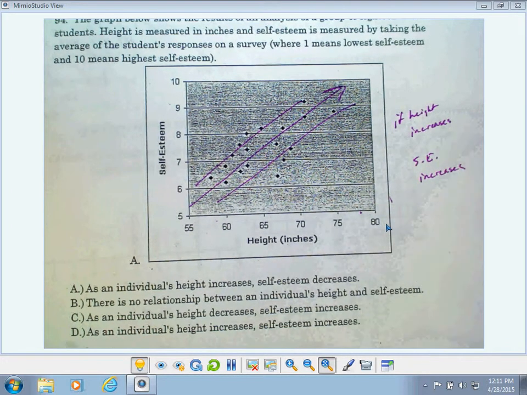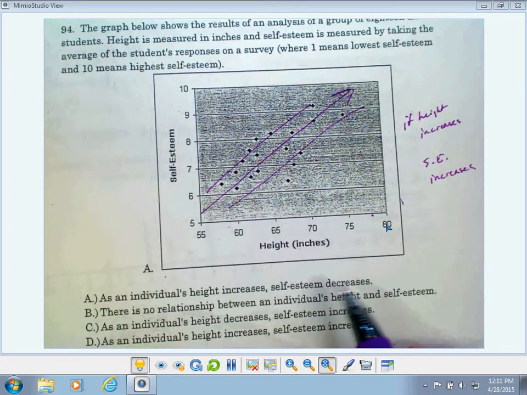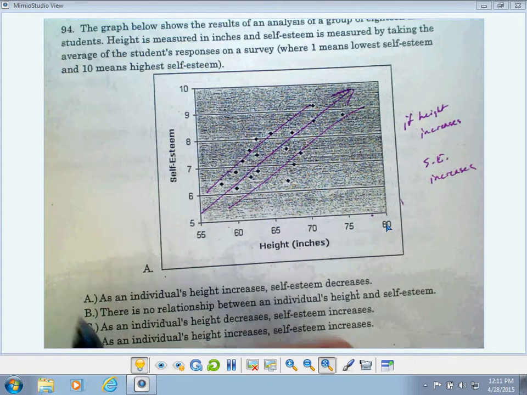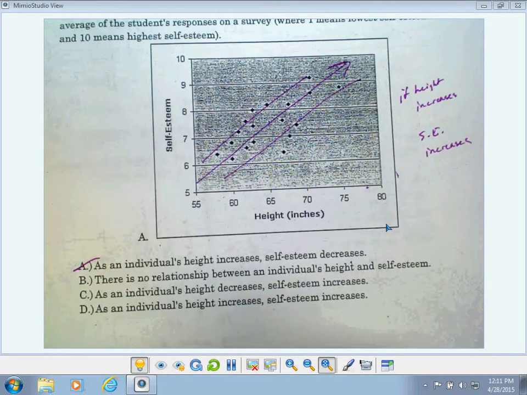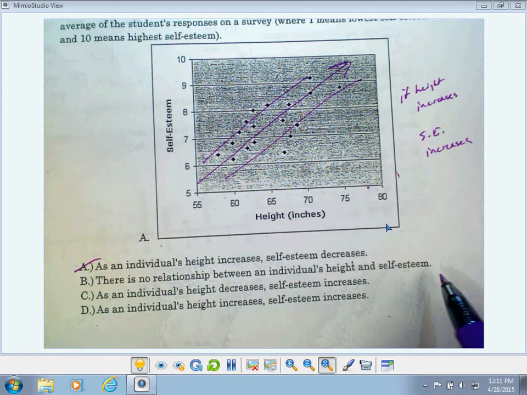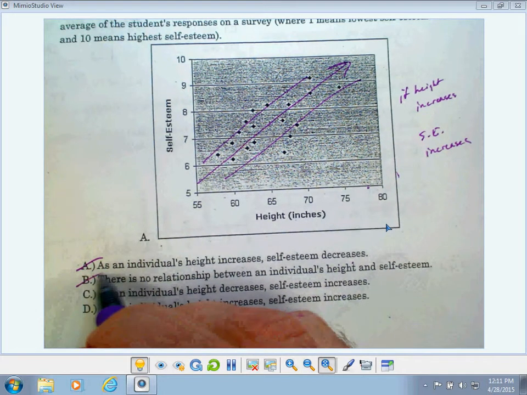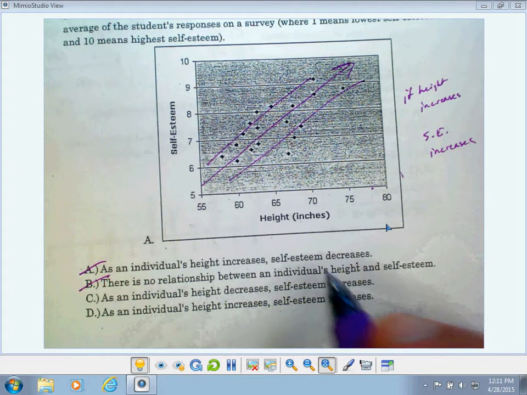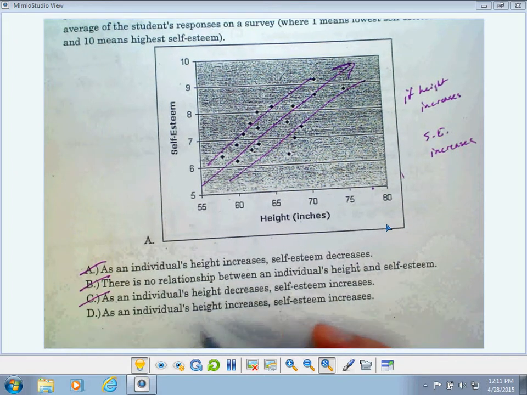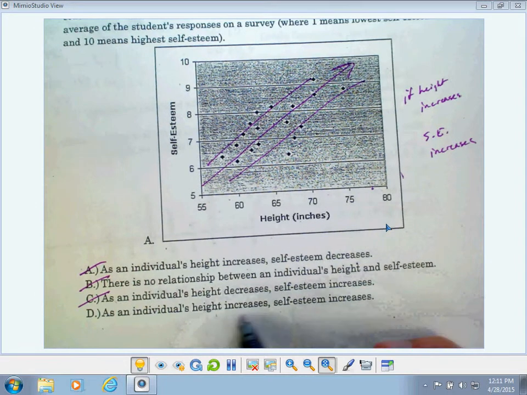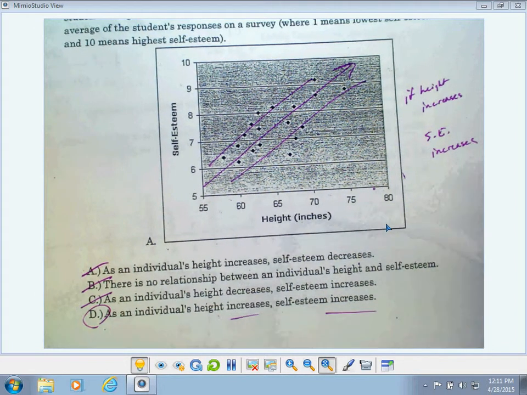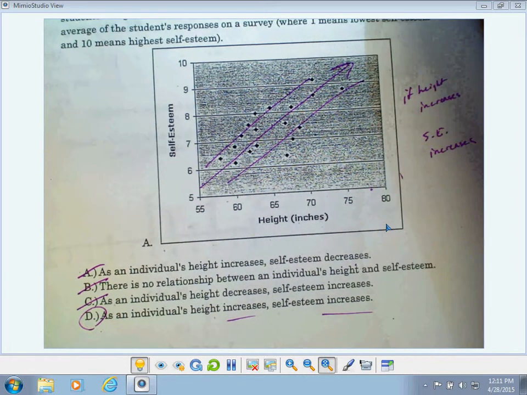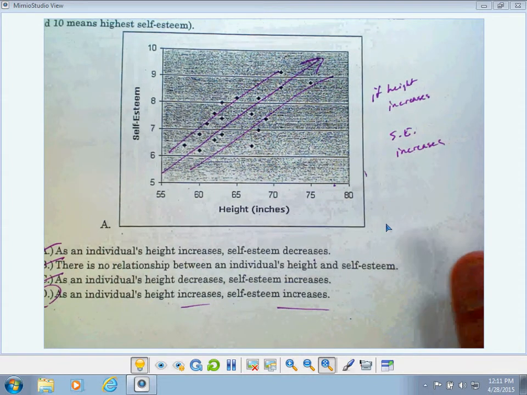So which one of these says that? It says an individual's height increases, self-esteem decreases. No good. B, there is no relationship between an individual's height and self-esteem. Well, we kind of have one. It says an individual's height decreases, self-esteem increases. No good. An individual's height increases and self-esteem increases. That's it. So our answer for that one was D. Just reading what the data shows on the graph.